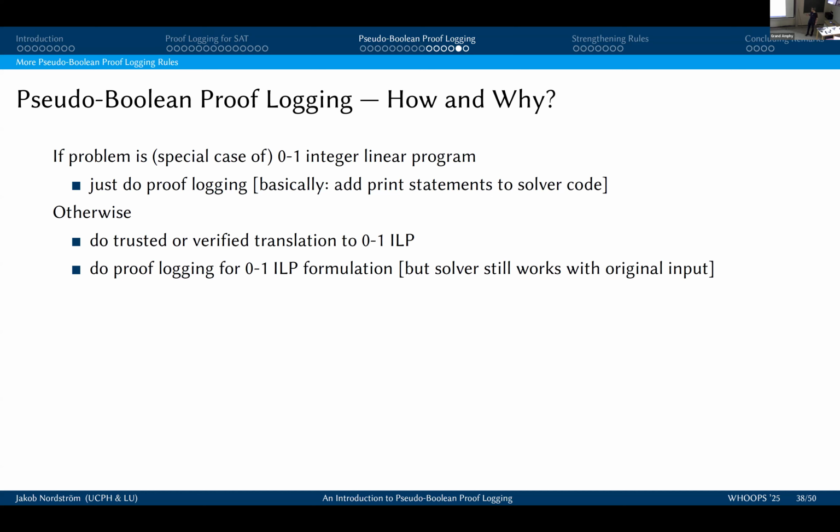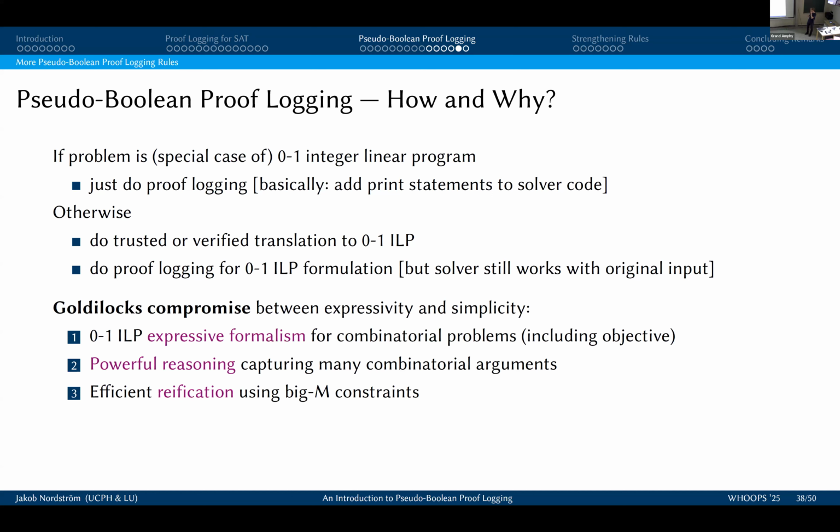The important thing to understand here is that if you do this, you will generate your proof for the 0-1 integer linear program, but your solver will not be a 0-1 ILP solver. Your solver will still be working with the original problem and do its original reasoning. It's just that you print the proof print statements as 0-1 integer linear inequalities.